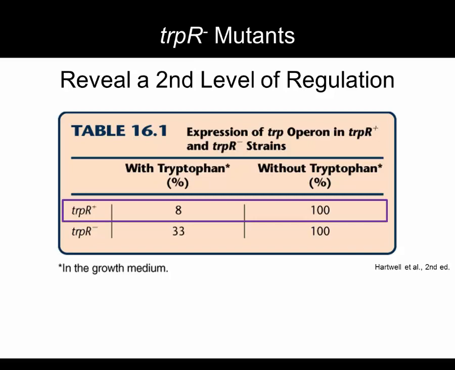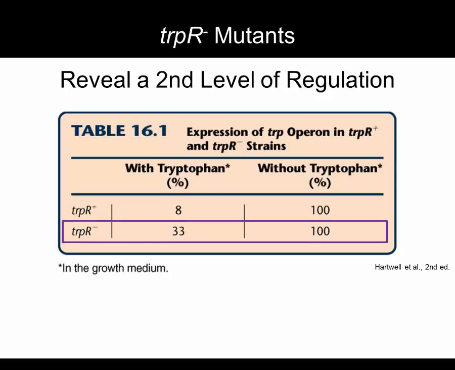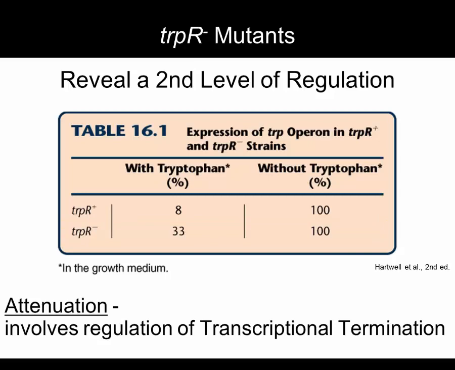In a wild-type cell, the presence of tryptophan reduces the expression of the TRP operon by 92%. However, if you knock out the TRPR gene, the presence of tryptophan still reduces TRP operon expression by 2/3. So some other system must be downregulating expression in response to tryptophan. This system is called attenuation.